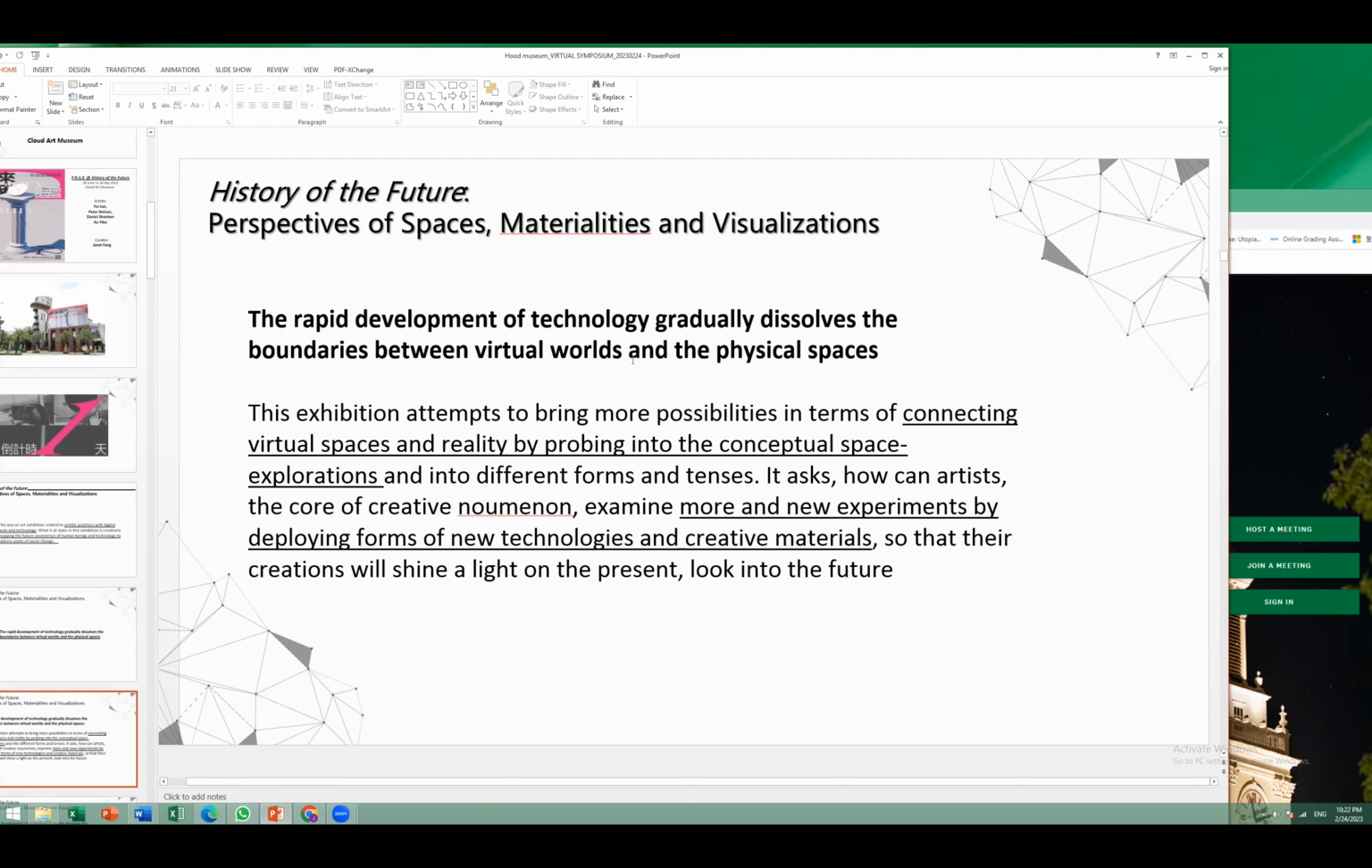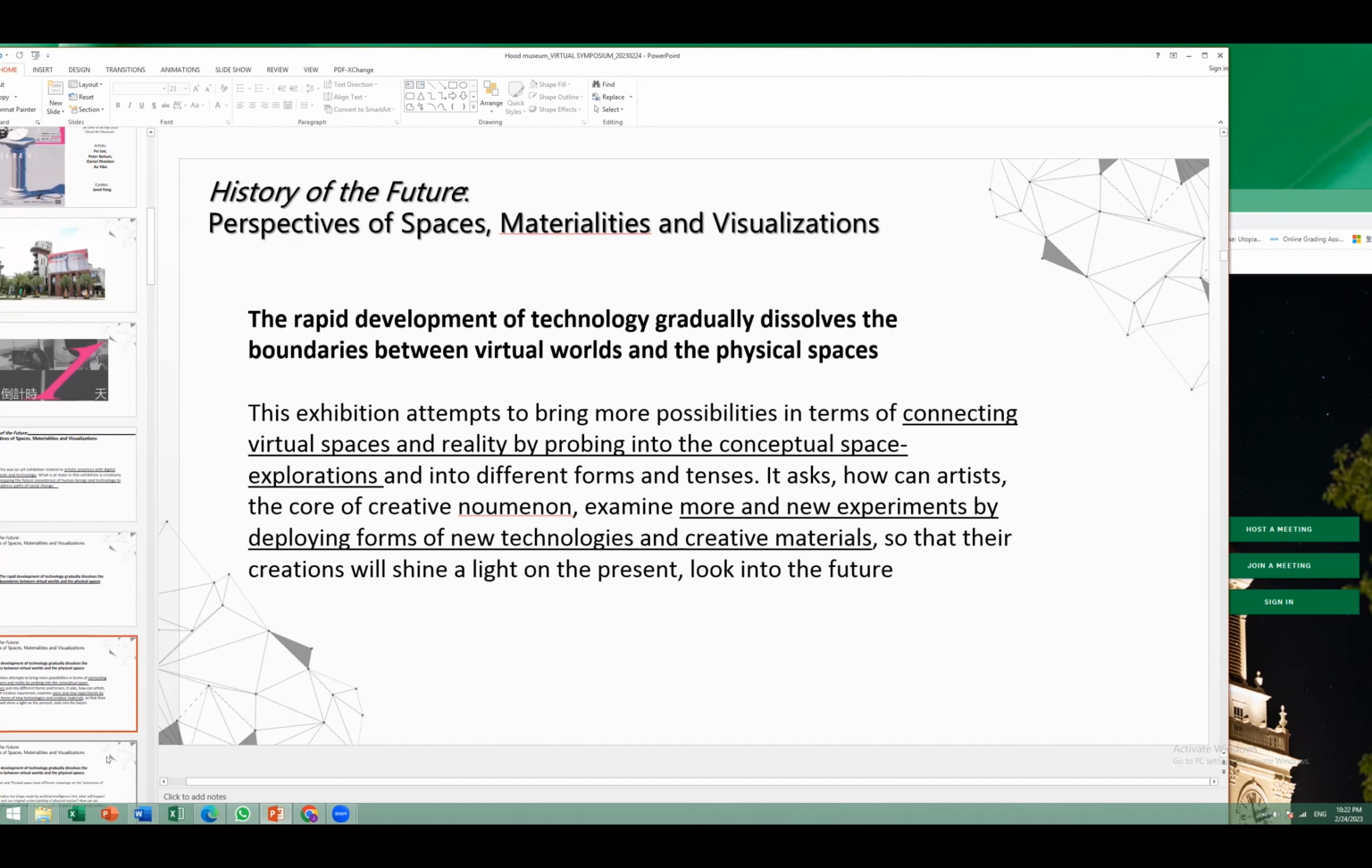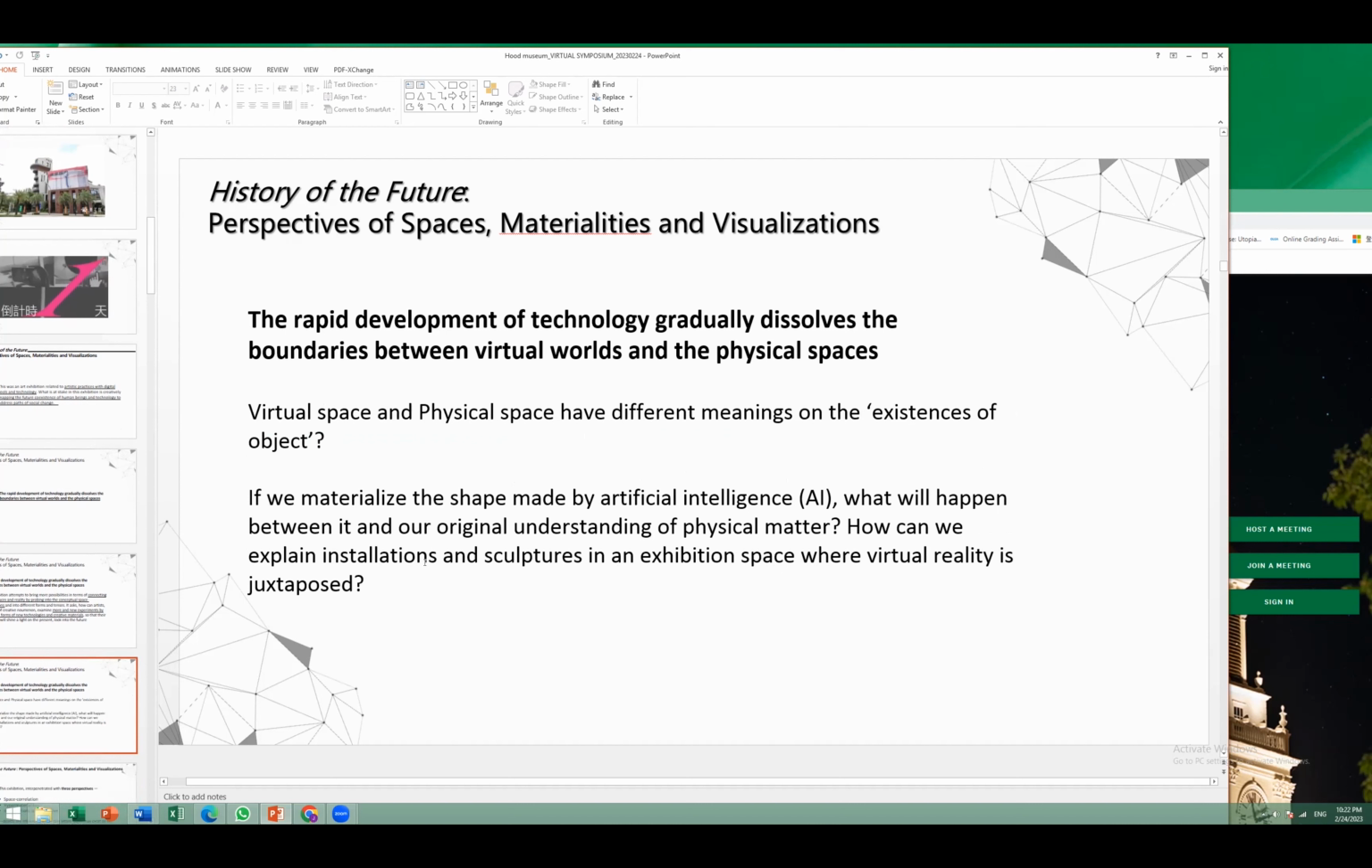So for today, I cannot explain too much about the three perspectives, mainly spaces and materialities, within three artworks that I would choose to further explain. For example, I would like to highlight the object. That's why I will also talk about some definitions of new possibilities of sculptures in this museum exhibition.